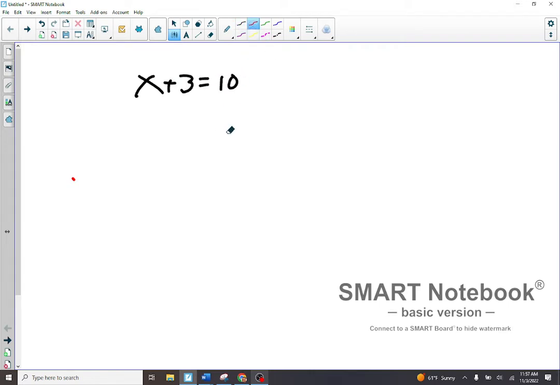In order to solve that, all I do is subtract 3 on both sides. Or you can just guess what x is.